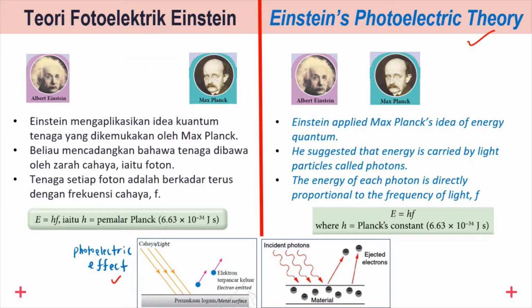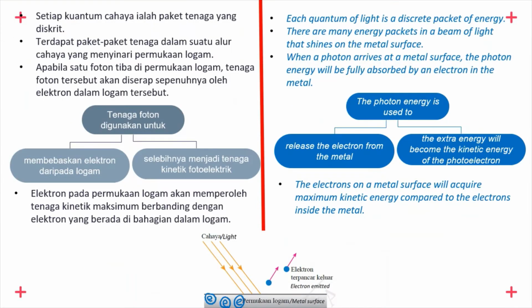Einstein applied Max Planck's idea of energy quantum. He suggested that energy is carried by light particles called photons. The energy of each photon is directly proportional to the frequency of light. The formula to relate them is E equals hf, where h is Planck's constant. Each quantum of light is a discrete packet of energy. There are many energy packets in a beam of light that shines on the metal surface.